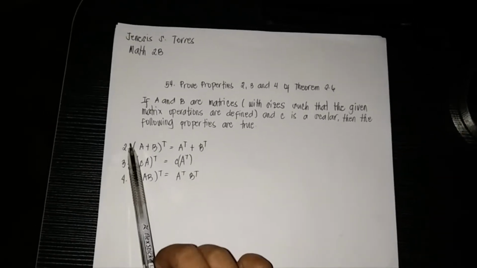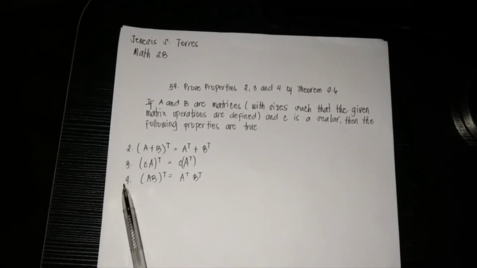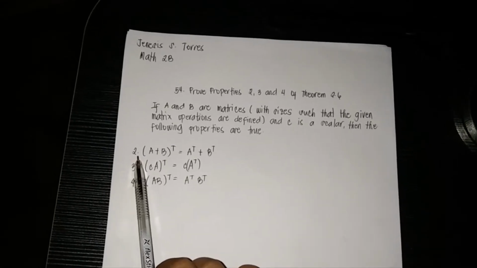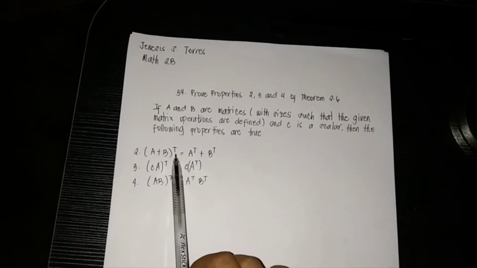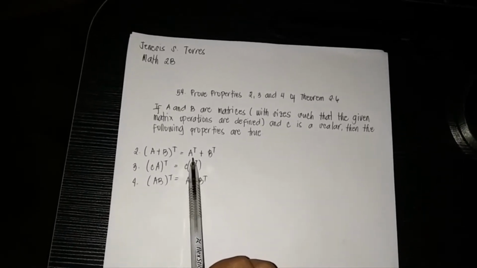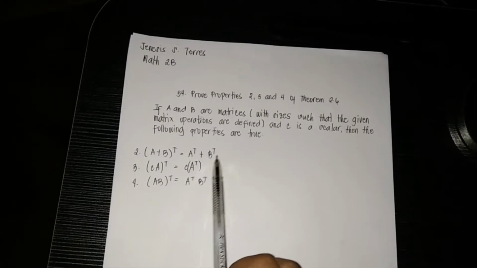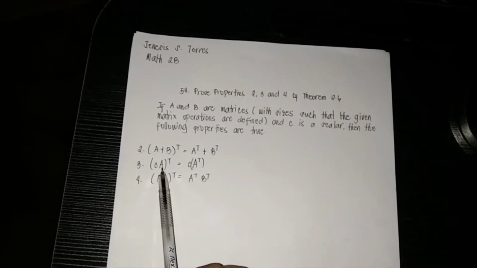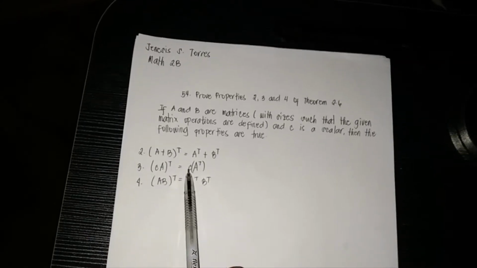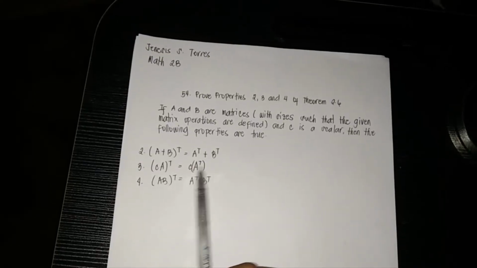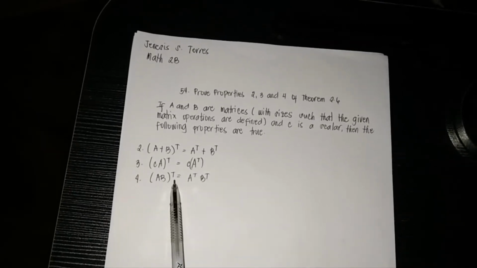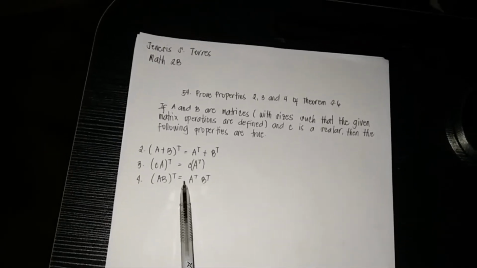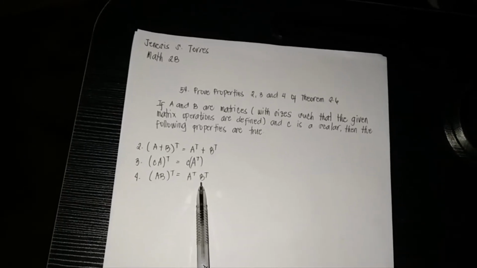So these are the three properties. Number 2: (A plus B) transpose equals A transpose plus B transpose. Number 3: (C times A) transpose is equal to C times A transpose. Number 4: (AB) transpose equals B transpose A transpose.